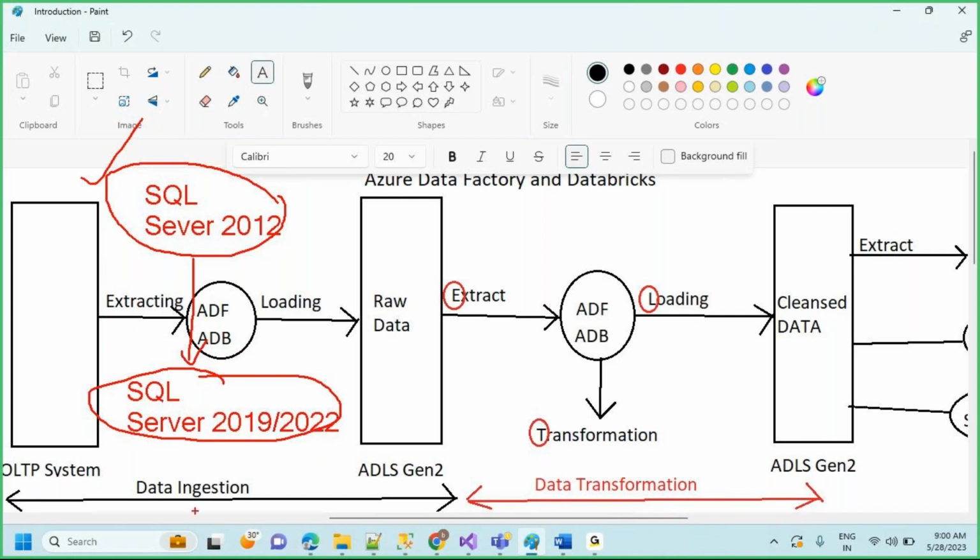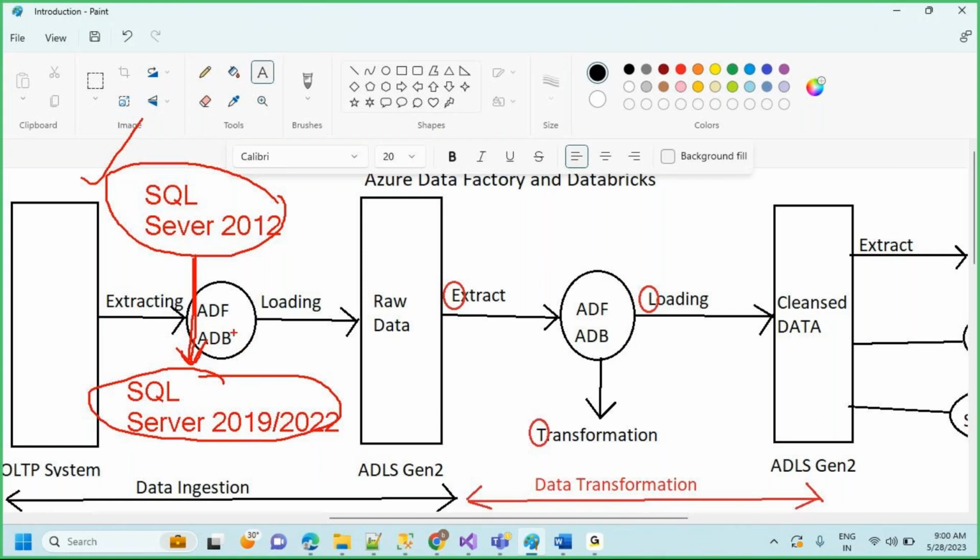Data ingestion is just moving from one place to another place. The data is not going to change. The value of the data is not going to change. In data migration, do we also use the same process like ADF and ADB only? In that particular situation, we have different approaches to do it.